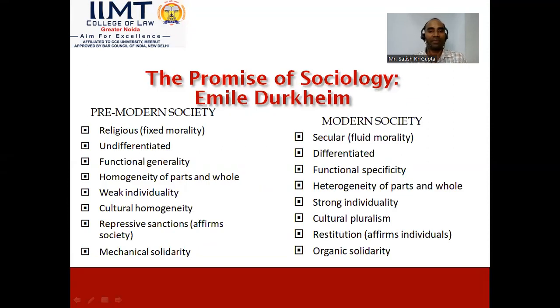So further, here we can see the difference between pre-modern and modern society. The first one is religious fixed morality. In pre-modern society, there is a dominance of religious activity and a fixed morality is found. The second one is undifferentiated. People are undifferentiated, and in modern society, instead of religious or fixed morality, there is secular or fluid morality.